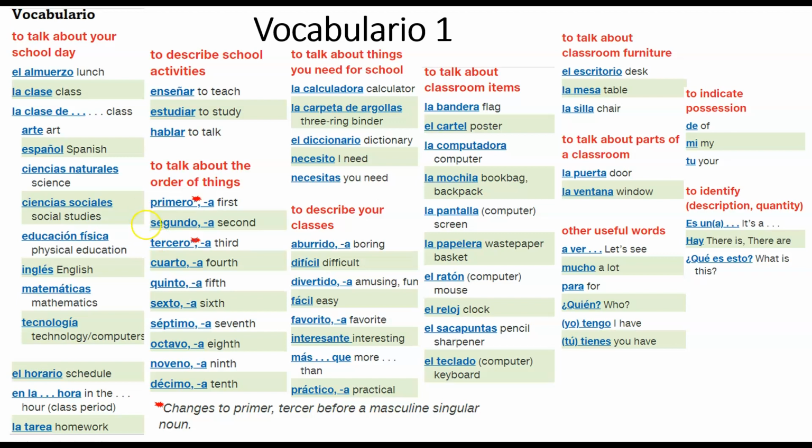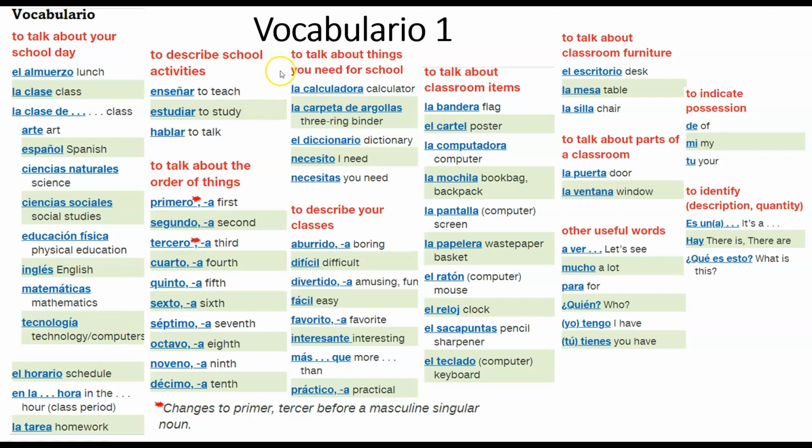Primero, primera. Segundo, segunda. Tercero, tercera. Cuarto, cuarta. Quinto, quinta. Sexto, sexta. Séptimo, séptima. Octavo, octava. Noveno, novena. Décimo, décima. So if I want to say in second period, en la segunda hora, right? Because hora is feminine, you would use segunda.